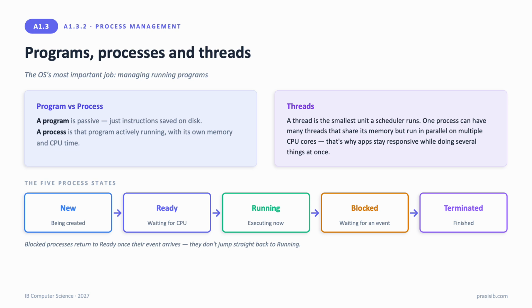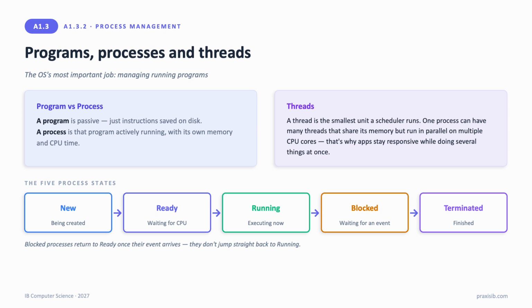The third term is thread. A thread is the smallest unit that the operating system can schedule to run. One process can contain several threads, which share the same memory but can run at the same time on different processor cores. That's how an app can download a file while still letting you scroll without freezing.